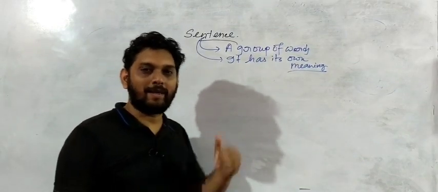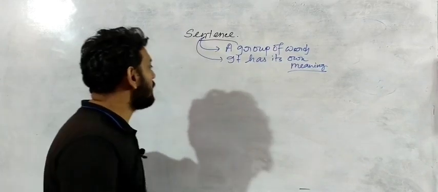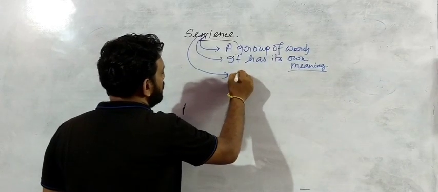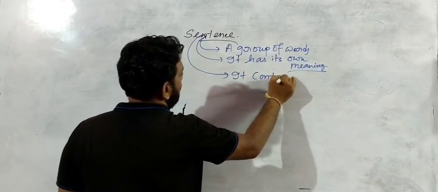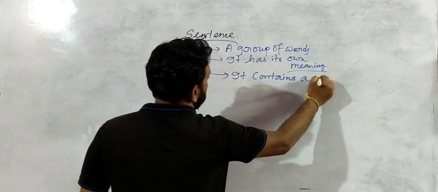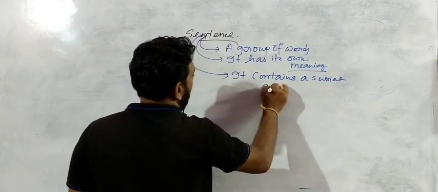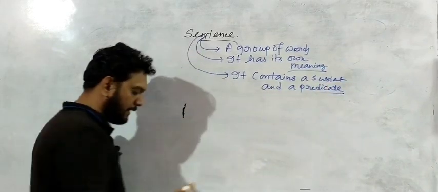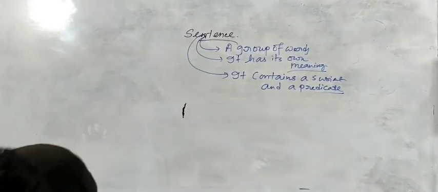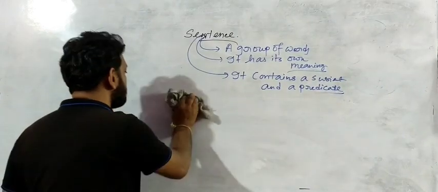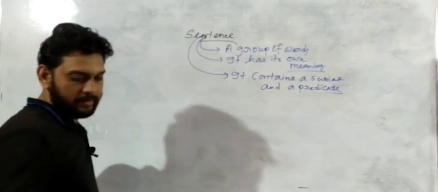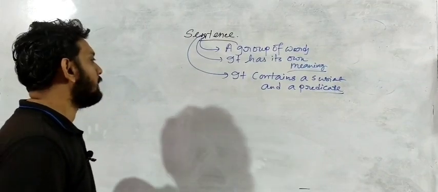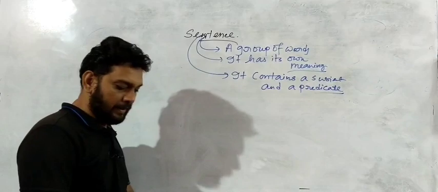The sentence always expresses its meaning, and always remember, in sentence it contains a subject and a predicate. Okay, write it down, my friend, all of you, please write it down. What I have written over here, try to understand that it contains a subject and a predicate part.